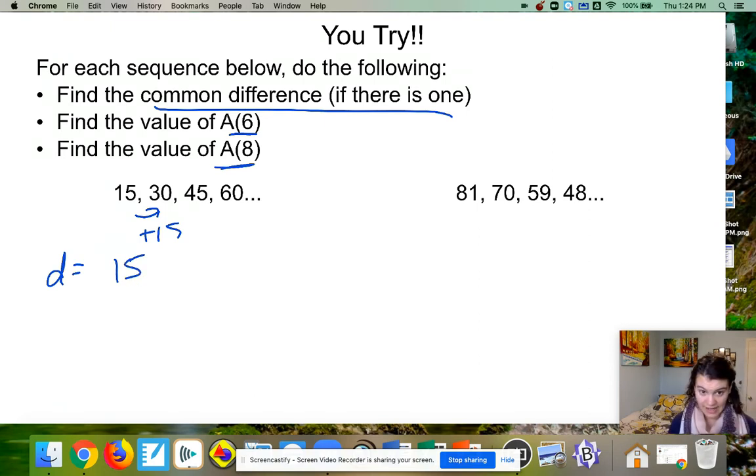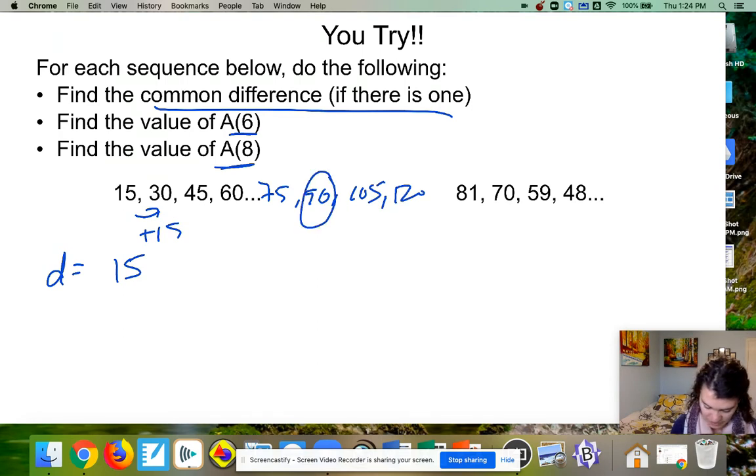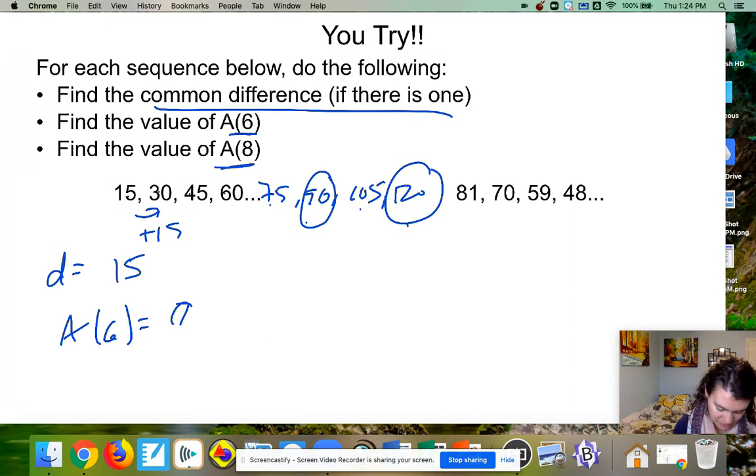And if we want to figure out A6, we need to add on more values. So if we add on 15, we'll get to 75, and then 90, and then 105, and then 120. So this would be the sixth term. This is the eighth term if you count: 1, 2, 3, 4, 5, 6, 7, 8. So A6, or the sixth term, is 90. A8 is 120.